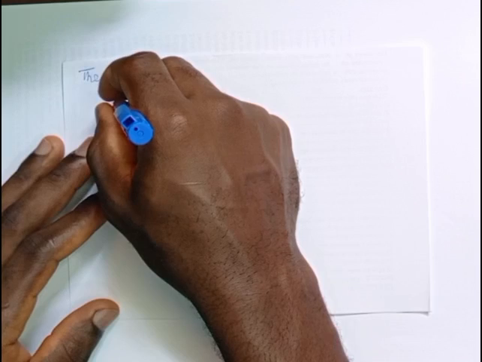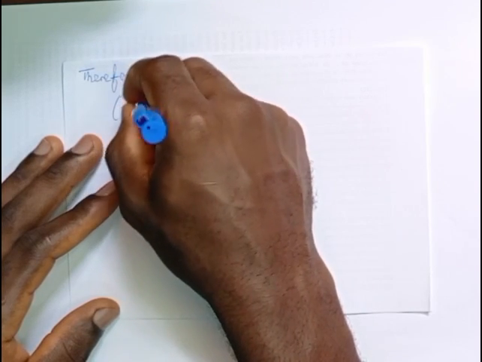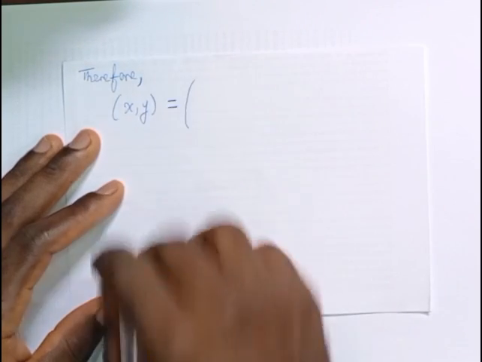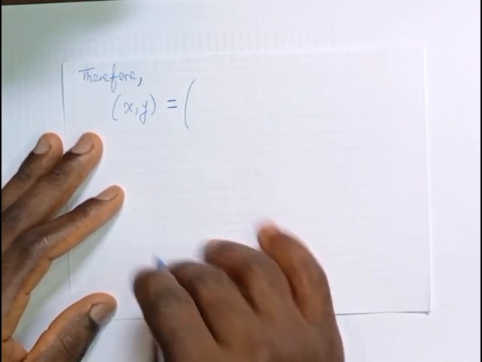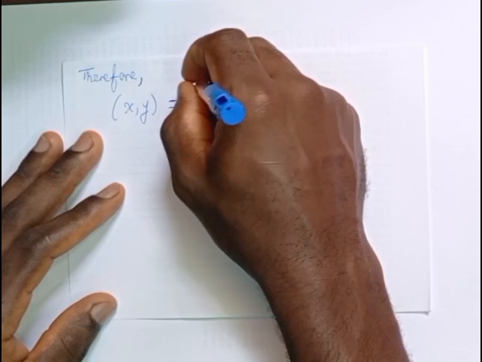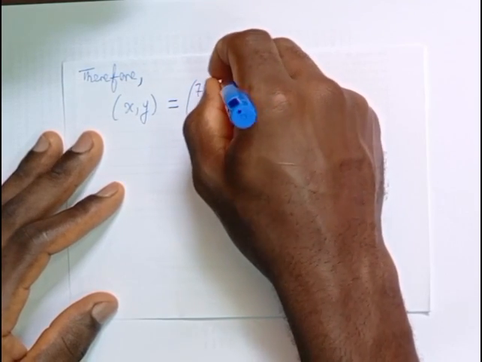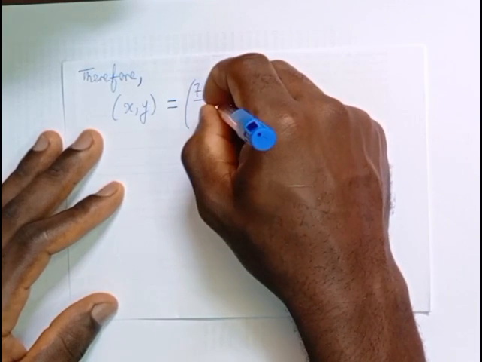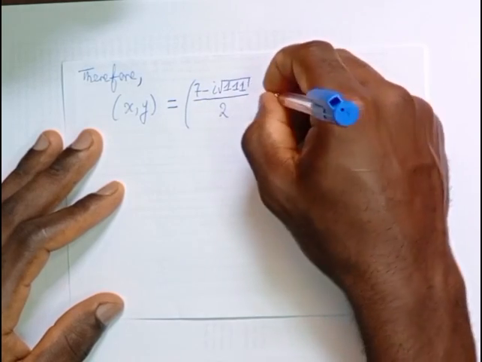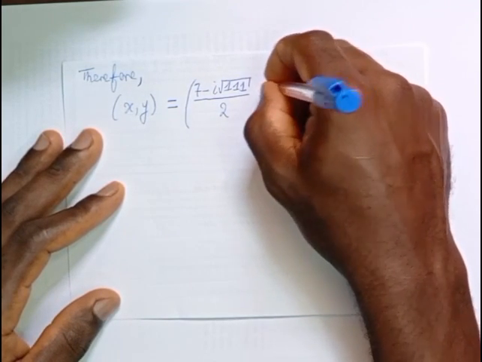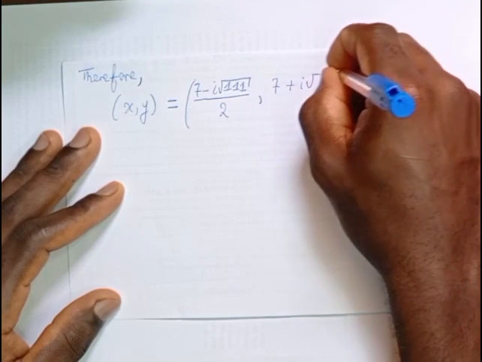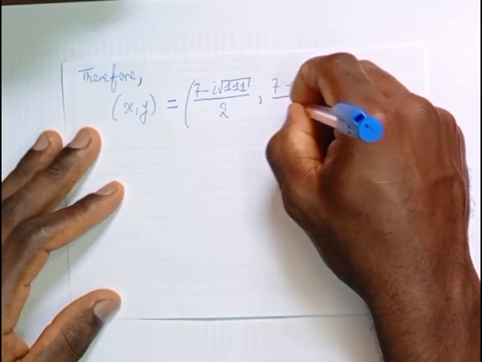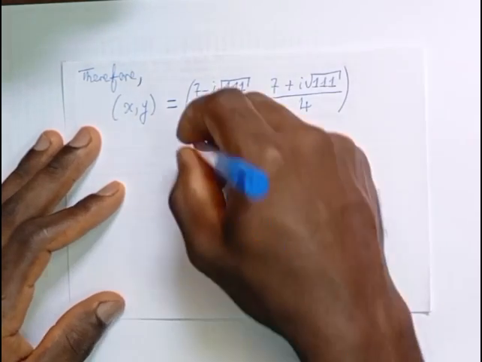Therefore, the first one, xy will simply be equal to: the x value is (7 minus i root 111) all over 2, and the y value is (7 plus i root 111) all over 4. This is for the first one.